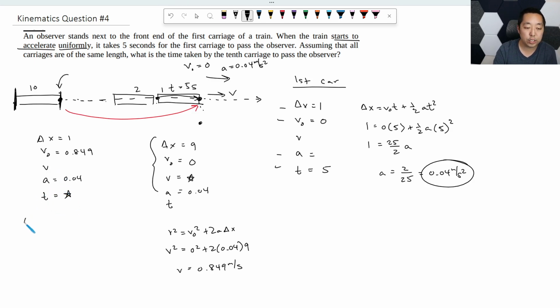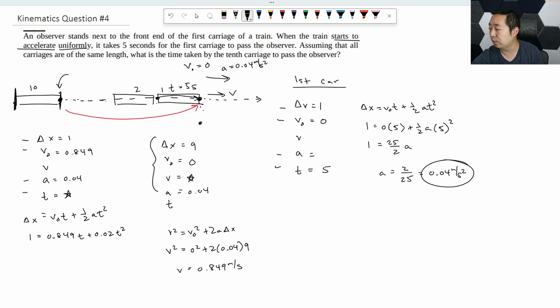Now, the tricky thing about this one is the equation that relates to these is this equation directly, right? So you could say 1 is equal to 0.849 times t plus 1/2 times 0.04 is 0.02 t squared. Oh, actually, let me double check my math and just use the calculator. I already made a mistake. This is supposed to be 0.08. I did that too fast. I was thinking 1 out of 25. So I messed up that.